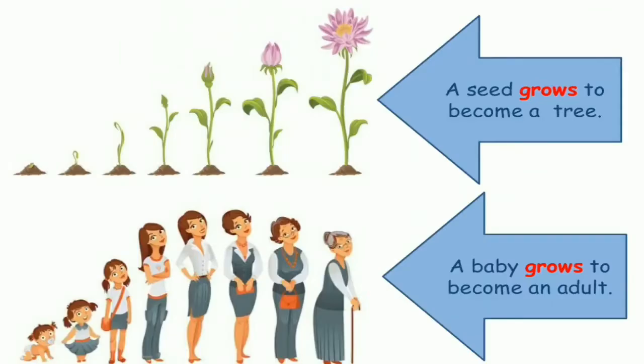Here we can see seeds grow to become a tree, and a baby grow to become an adult. So trees also are living things, and that's why trees grow from seeds, and babies also grow. So here we can see human beings are also living things, and plants are also living beings.